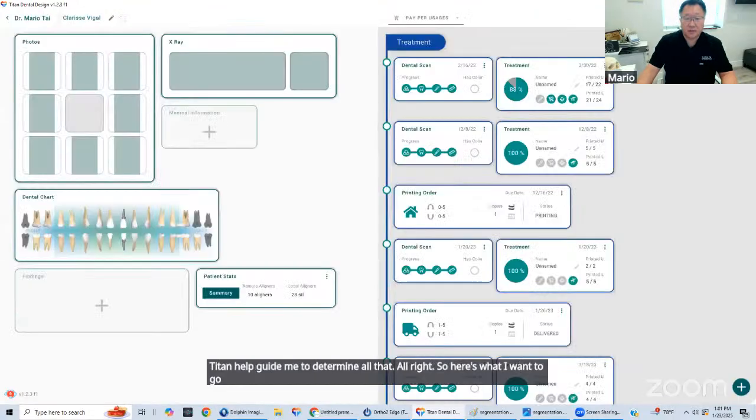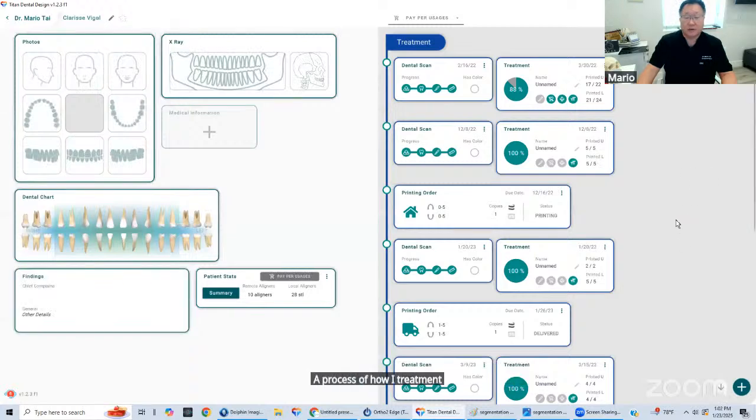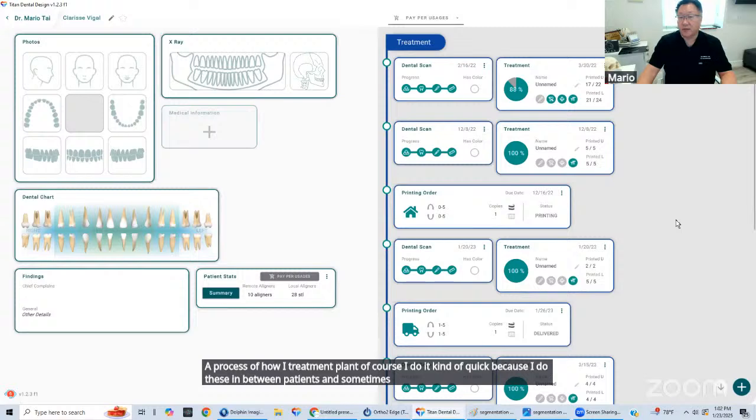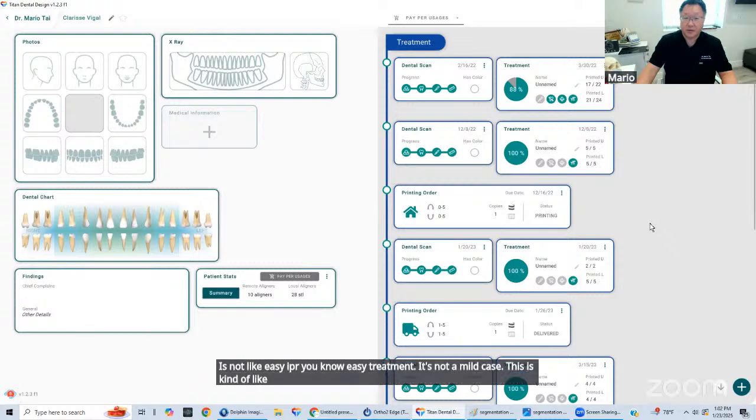So that is a process of how I treatment plan, but of course, I do it kind of quick because I do these in between patients, and sometimes in between patients, I think about what I just did, and I will come back and finish up a plan. And this is not easy IPR, easy treatment. It's not a mild case. This is considered a moderate case. Some would even say this is moderate to severe, but I think it's more of a moderate situation.